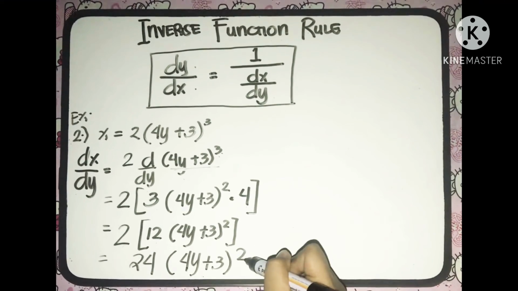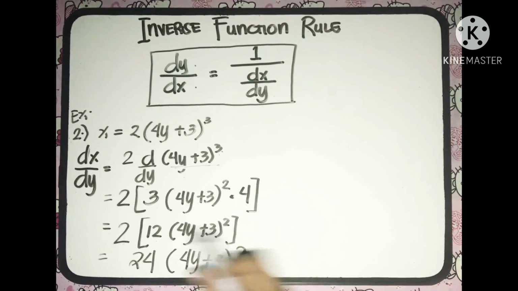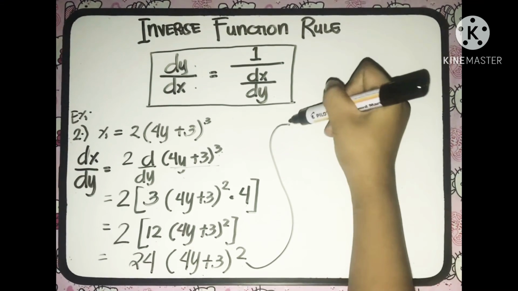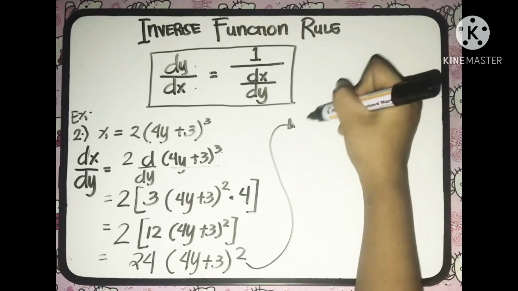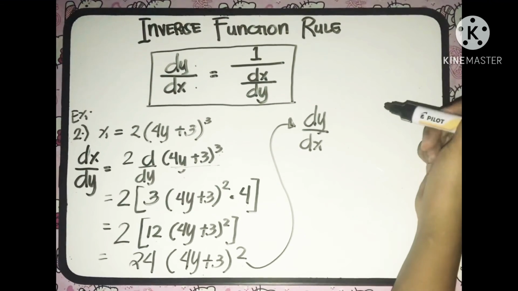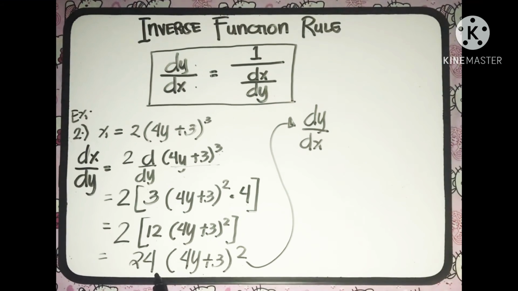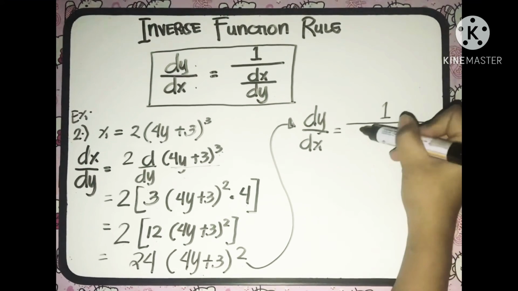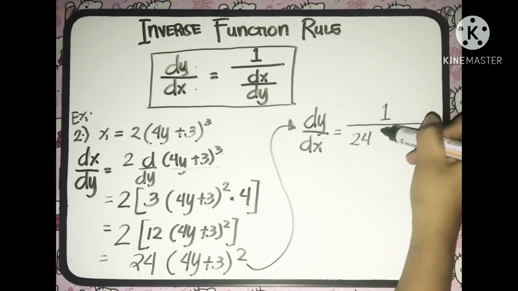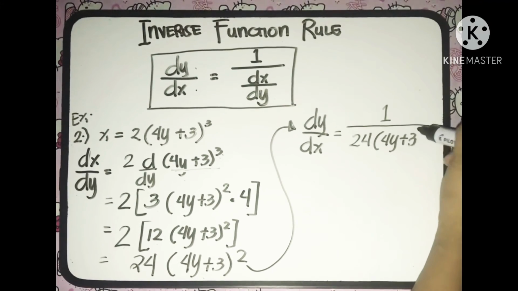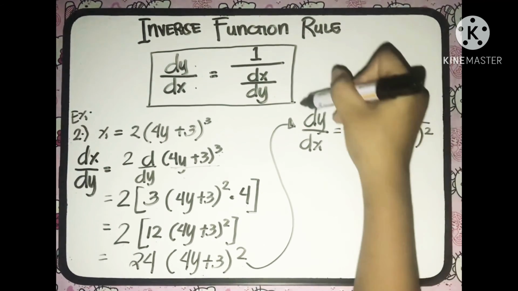And again, we're still in the form of the derivative of x with respect to y. So, let's turn this to the derivative of y with respect to x. So, finding the reciprocal of 24 multiplied to 4y plus 3 squared, we'll have 1 over 24 multiplied to 4y plus 3 squared. So, that is our final answer.